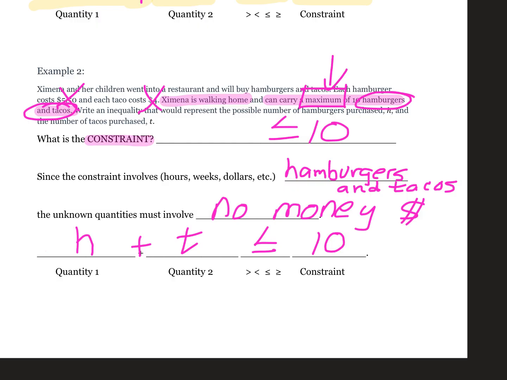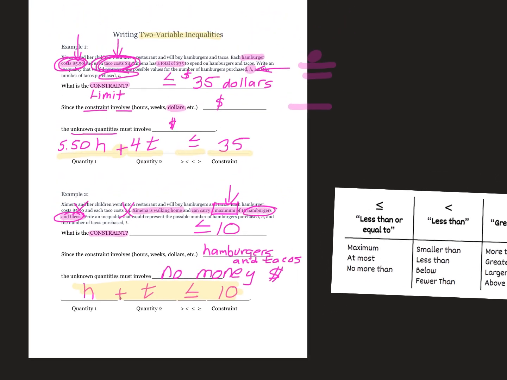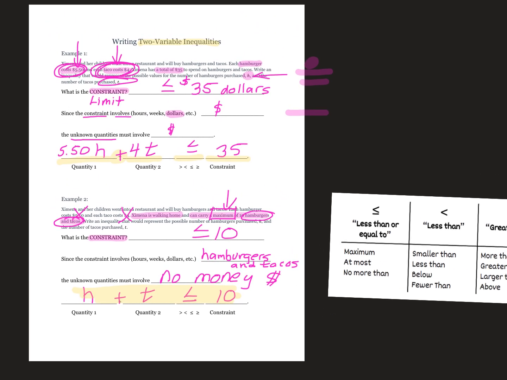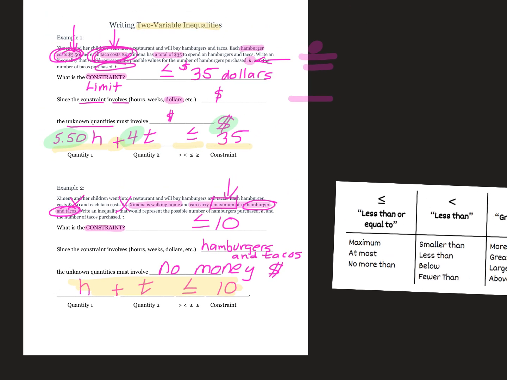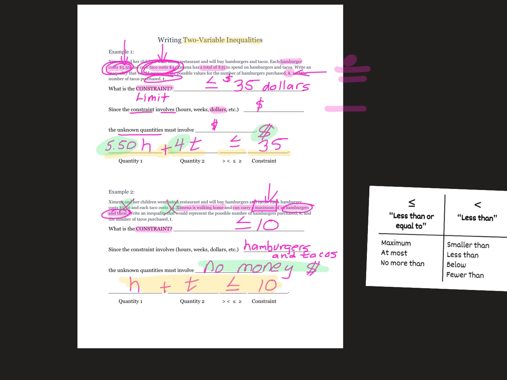So the big idea behind these two examples is that you should first start with the constraint, and that will help you figure out how to write the rest of the inequality. If the constraint, as we had up here, involves money, then you do need to use the prices that were given to you in the problem. But down here in our second example, since the constraint did not involve money, we did not use the money. It was just extra information in the problem.